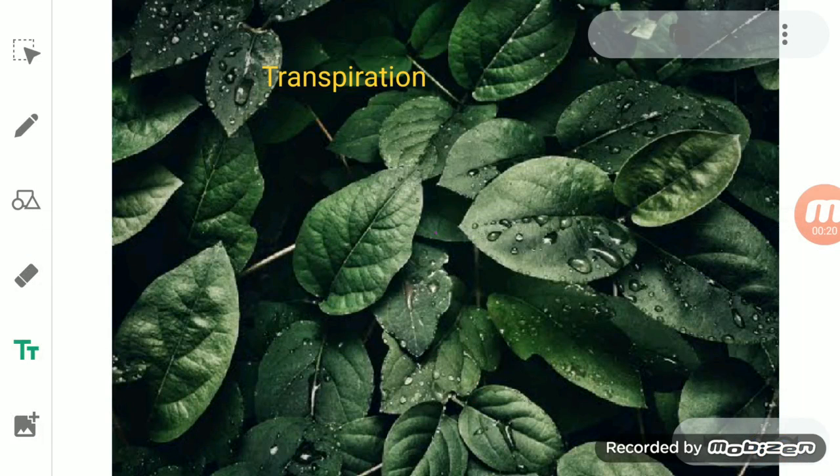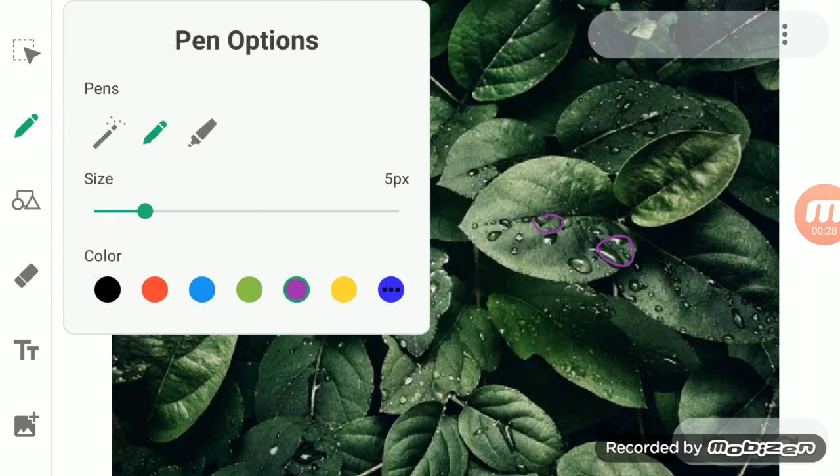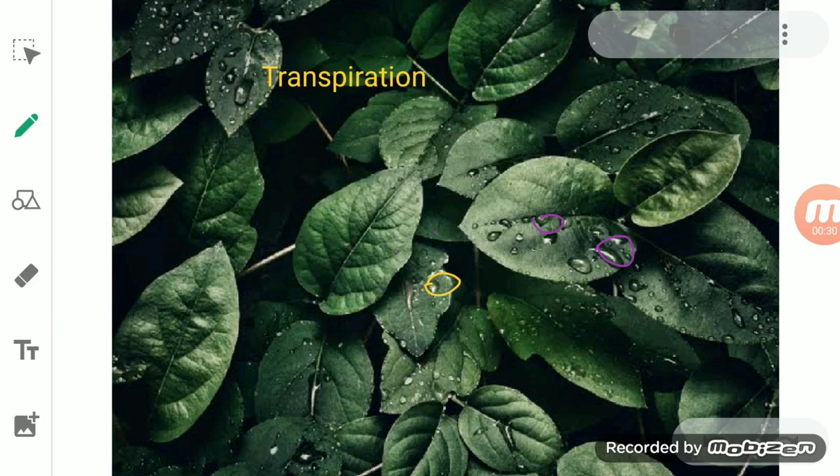Okay, so what happened? You can see here in this picture there are some water droplets present. You see, these all are the water droplets. So how do these water droplets come on the surface of the leaves? Basically, the plant keeps on absorbing water from the soil.